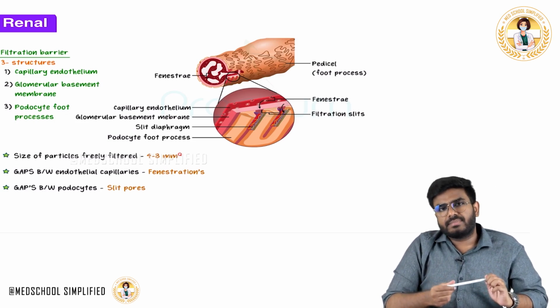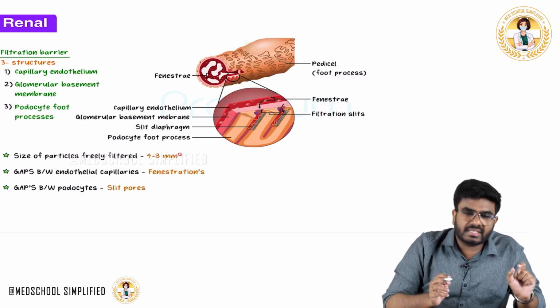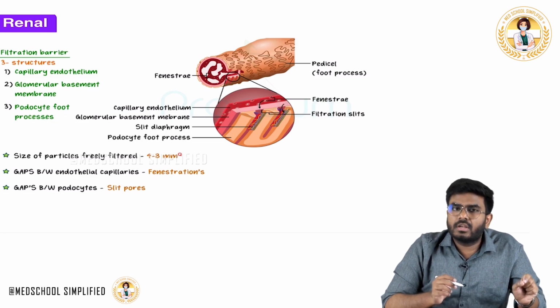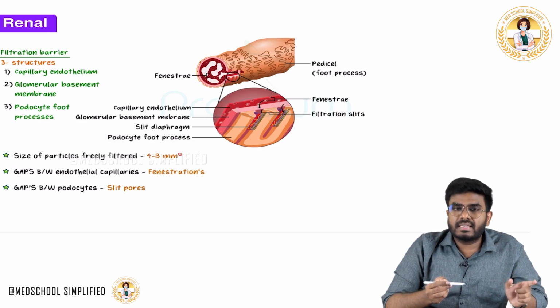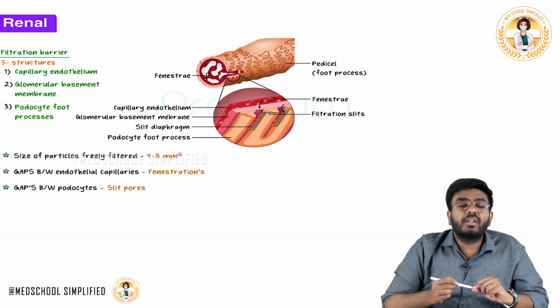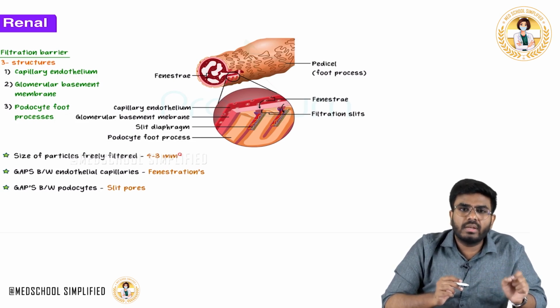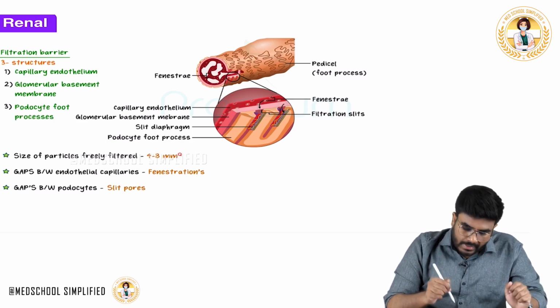For example, think like this. If a substance is big, with high molecular weight and big size, do you think such a substance is going to cross this? No, definitely not. So what we are going to discuss here is this filtration barrier. This filtration barrier only allows small size substances to pass through and be filtered.